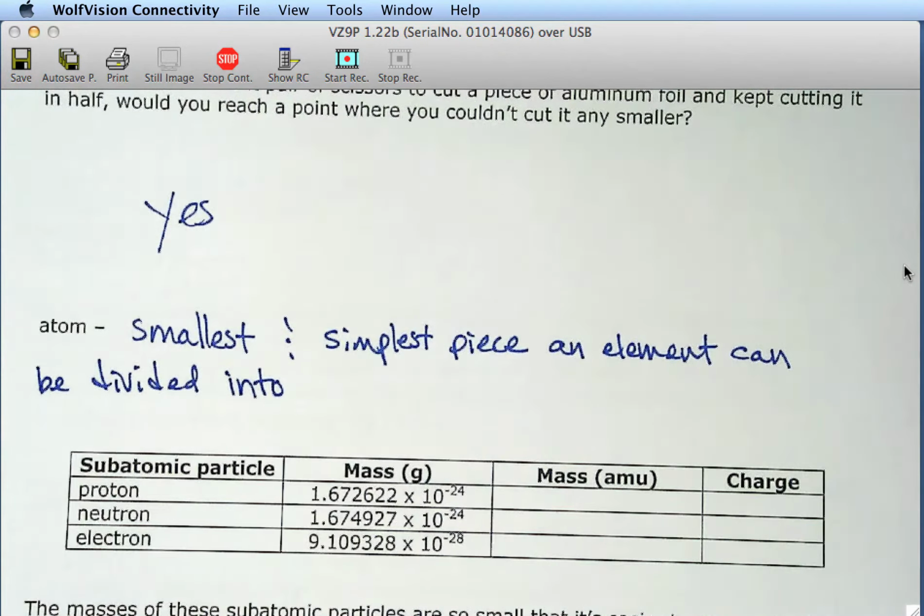So the smallest and simplest piece an element can be divided into. And I want to point out that it can still be identified by its characteristics. So each element behaves differently. So with 1 atom of a particular element, you can still identify it based on how it behaves.